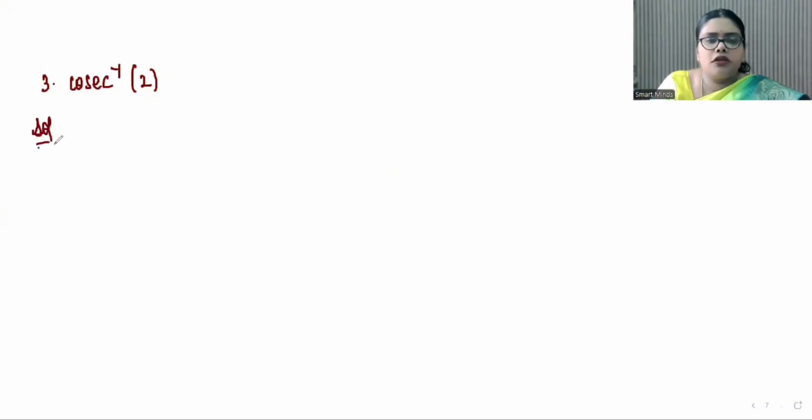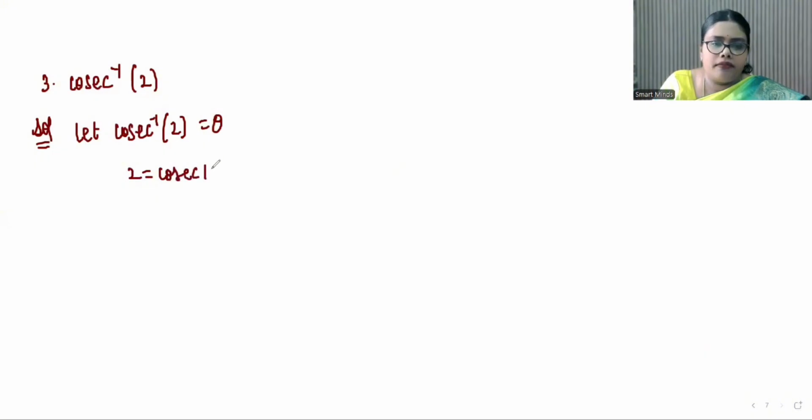Take the third question, cosecant inverse of 2. So let's say cosecant inverse 2 equals theta. So 2 equals cosecant theta. When is cosecant theta 2? At cosecant 30 degrees. 30 can be written as pi by 6. That is equal to cosecant theta.